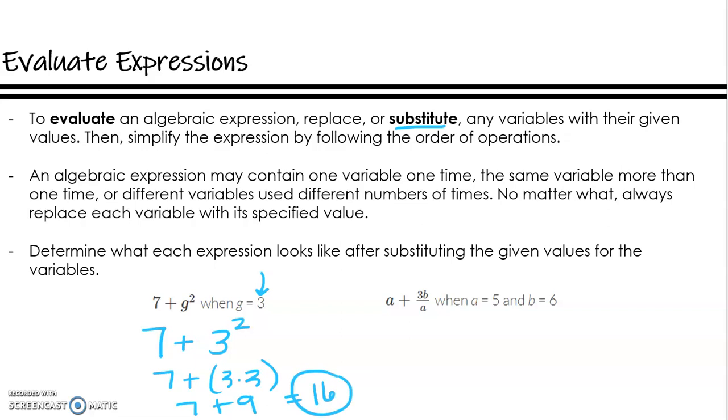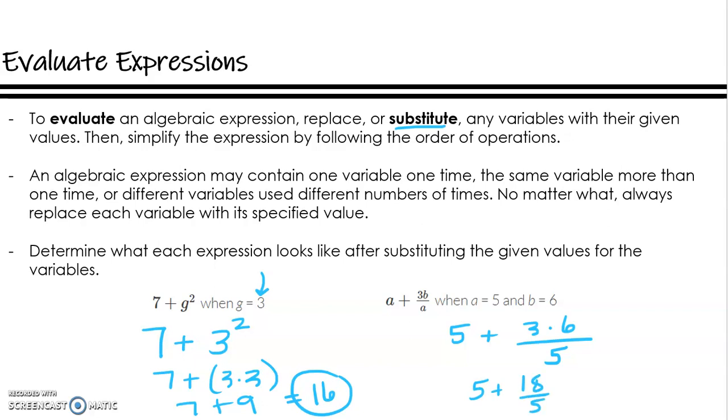For this problem over here, instead of a, I'm going to plug in a 5, because a is equal to 5, plus, I have this division bar, and on top I'm doing 3 times 6, and on the bottom I'm replacing that with 5. Okay? So I need to do 3 times 6 first. That's going to be 5 plus 18 over 5.